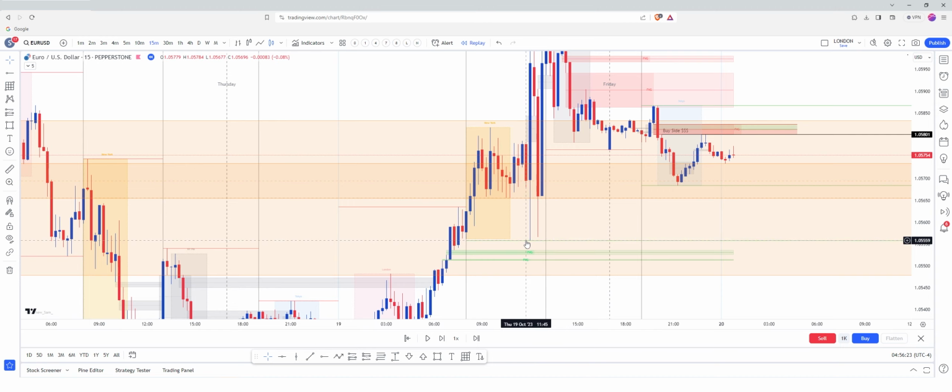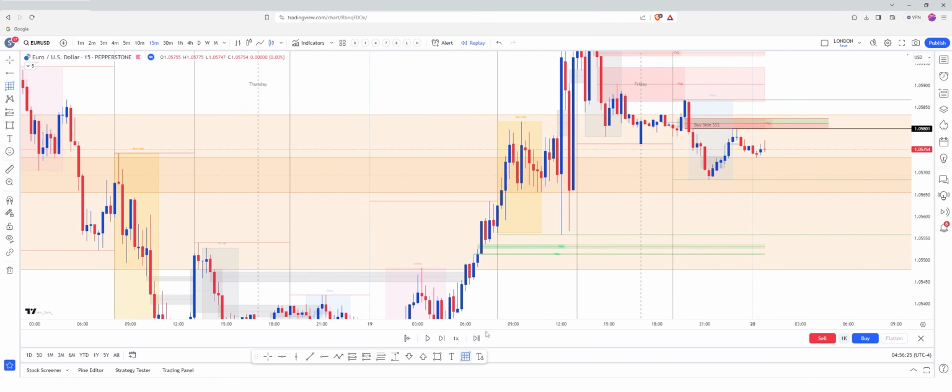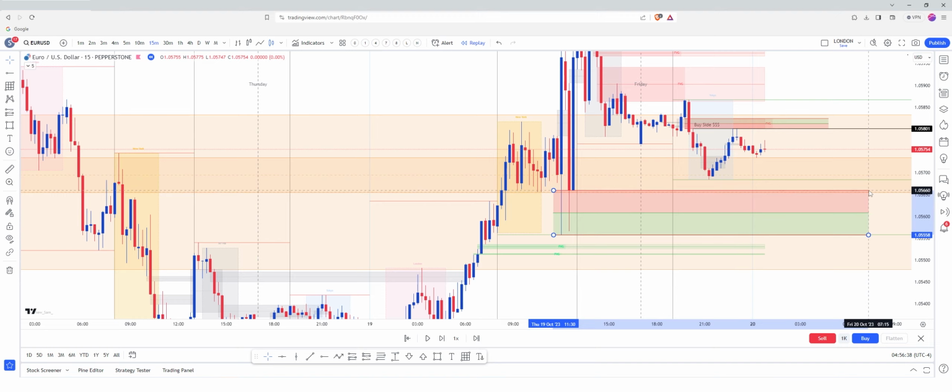ICT often refers to consequent encroachment of the wicks, which is the 50% level of these extended wicks. We can treat these as essentially fair value gaps or inefficiencies in the market. We'll use this lower one as a potential reference point, so perhaps price will dig down and we can just see if we get any kind of reaction around 50% of this wick area. I'm doing the last bearish wick as my reference.